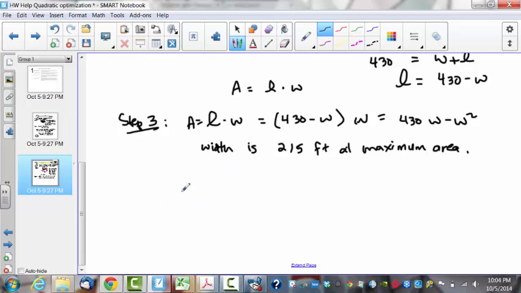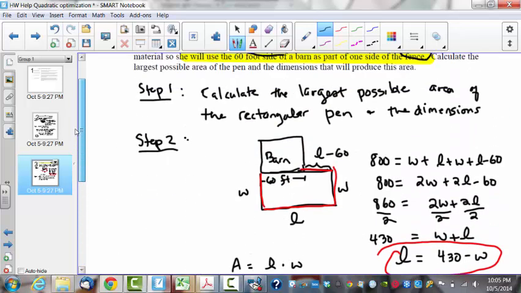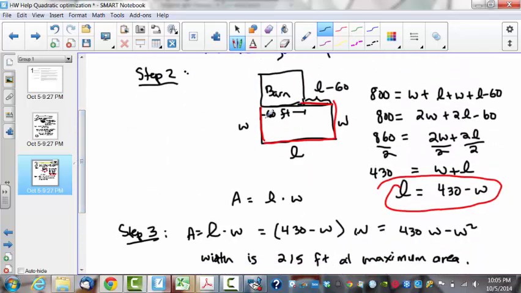Okay, in order to calculate the length, we're going to just plug it into this equation right here. So we have length equals 430 minus 215. And that gives us 215. Oh, okay. Is that right? Yeah. So we have a square, it looks like. And now we're going to calculate the maximum area. And so the maximum area, let's just make sure we know that the area here is going to be length times width.